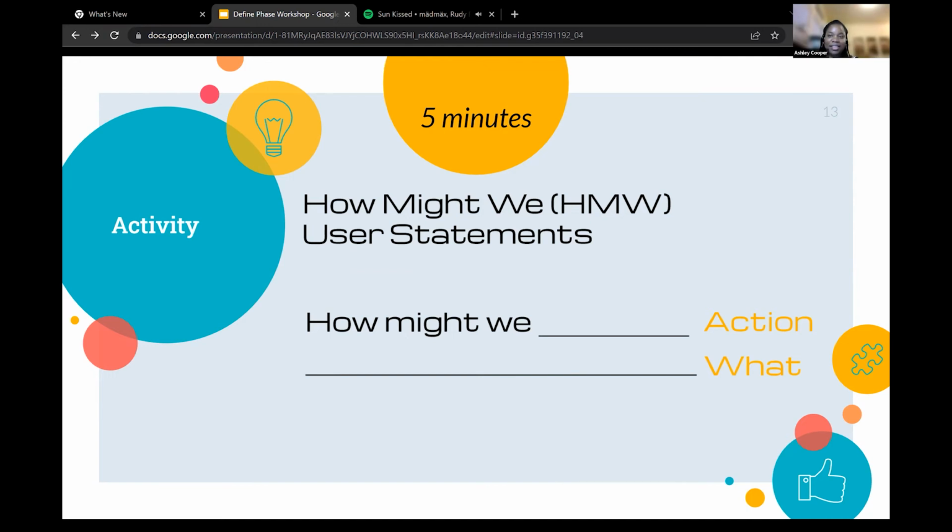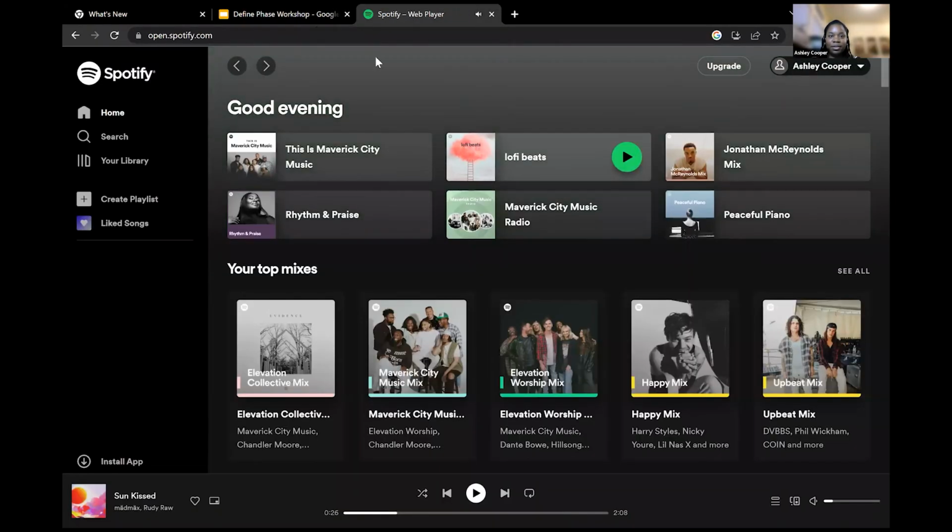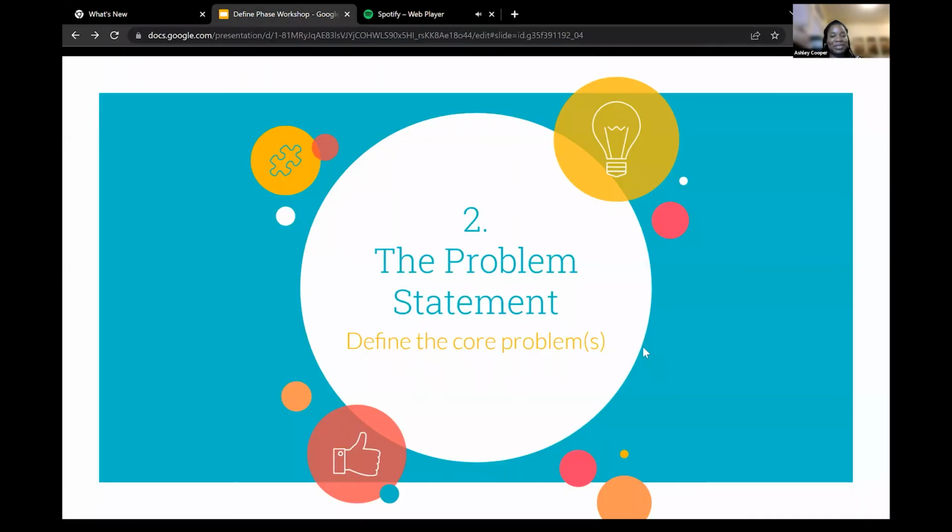All right, and that looks like that's our time. So you will have more time throughout the week if you want to create more How Might We's, but we're going to move on from here. And we're going to go to step 2, which is going to be the problem statement. And we're going to define our core problem or problems. So there can be more than one.